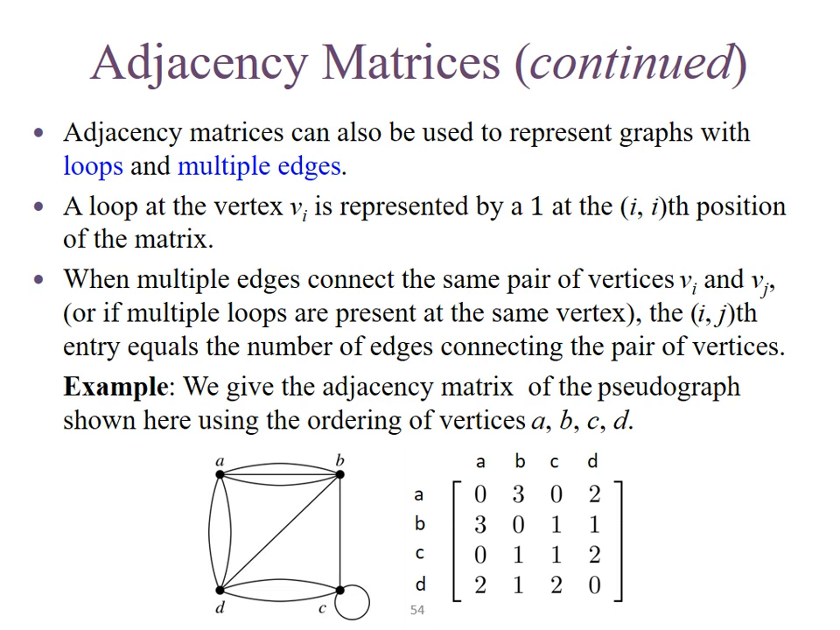Because we have 3 edges from A to B. It can also represent loops because for C, we can see C actually connects to B, E, and C itself. So if we have a loop for C, the entry on the diagonal, entry 3,3, will be 1. That means we have a loop for vertex C.